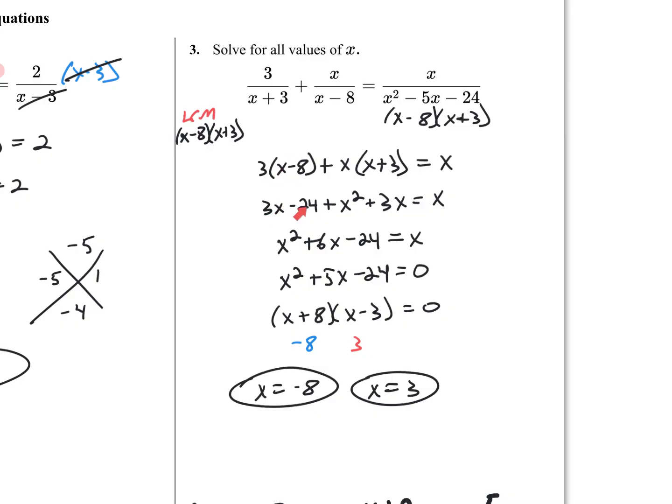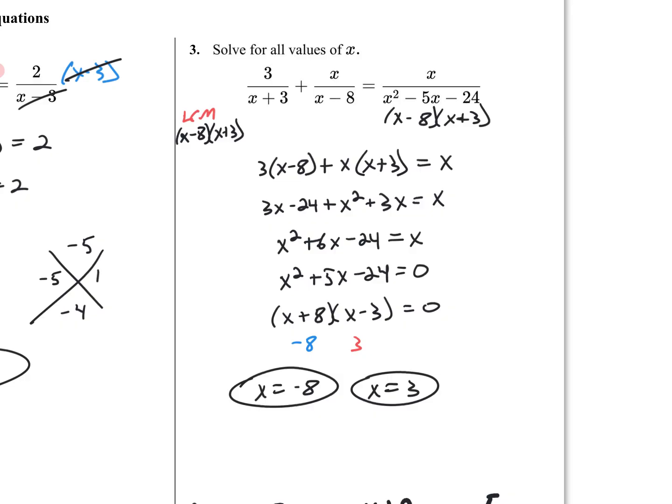Then you have to correctly distribute. So we have 3x minus 24 plus x squared plus 3x equals x, okay? Combine your like terms. 3x and 3x is 6x. Then this x on the right side, we're going to subtract from both sides. 6x minus x is 5x. Then the factors of negative 24 that add to 5 are 8 and negative 3. So x plus 8, x minus 3. And both of these, negative 8 and 3, are solutions.